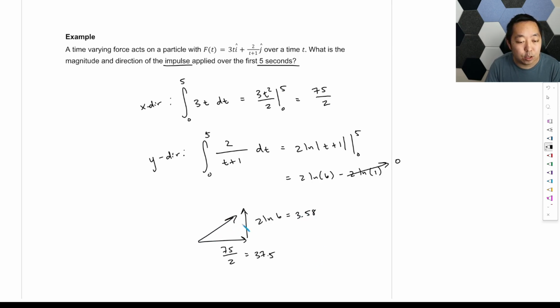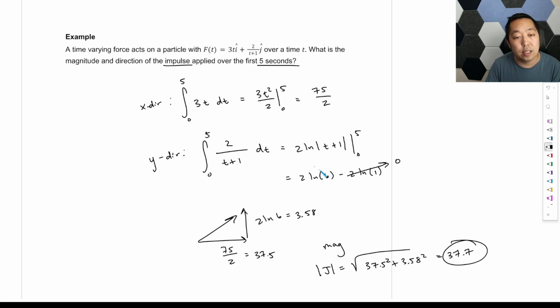And so the magnitude of J, which is sometimes used for impulse, is going to be from the Pythagorean theorem, because we've got to add them up like vectors. Add the x component squared plus the y component squared, and then the square root of that is going to give me 37.7. We didn't have units on here, but they're newton-seconds, because this is newtons and the time is seconds.